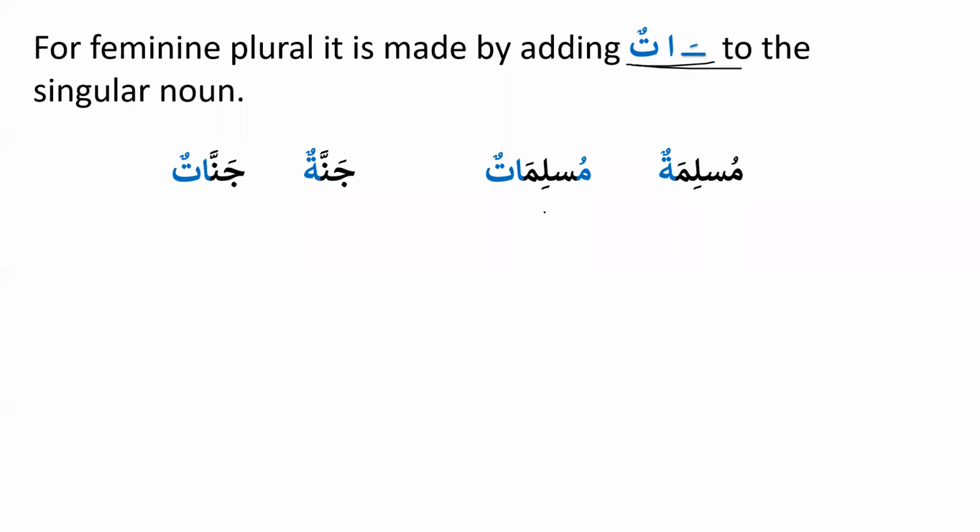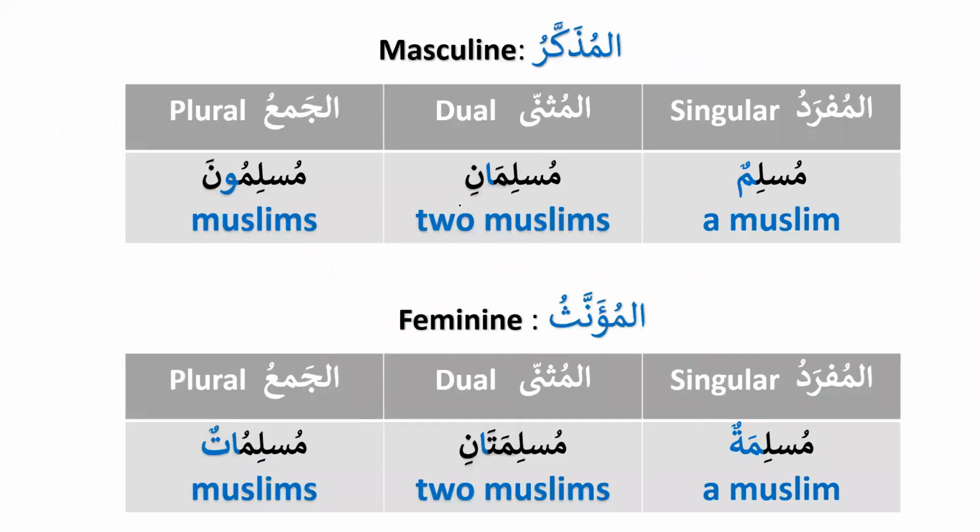Muslimatun becomes muslimatun. Jannatun becomes jannatun. Mu'minatun will become mu'minatun. Salihatun will become salihatun. So all of the nouns for the feminine plural will be on the pattern of atun. What is the pattern? Atun for the plural. And it is always on the pattern of sound plural. So we have muslimatun, muslimatani, muslimatun. And here is a summary for you to memorize it.